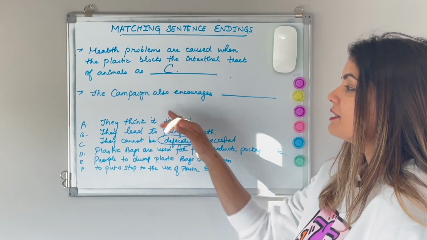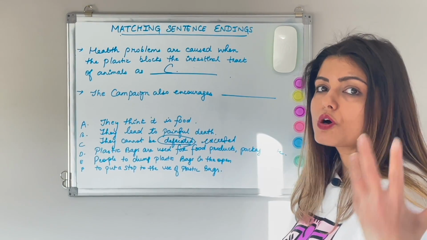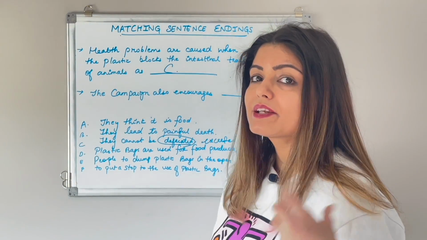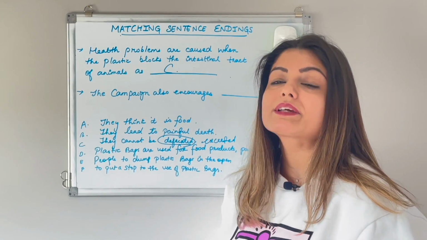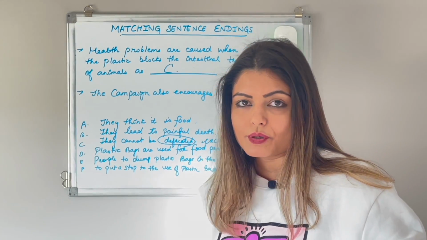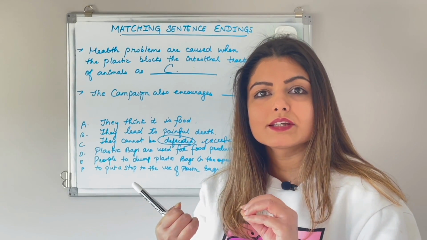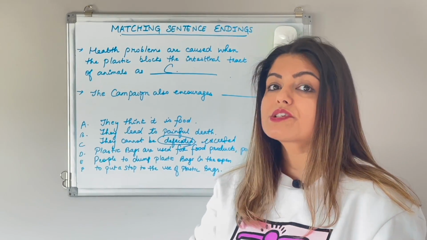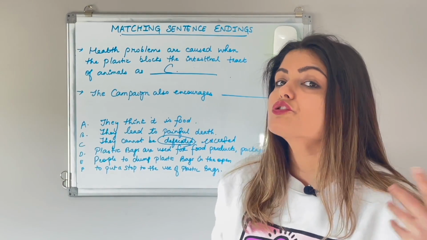Now let's look at the next question. The campaign also encourages. So they are talking about what the campaign is encouraging. Of course, they are trying to save and rescue animals, but the campaign also encourages. So we have to look for extra information: they are rescuing the animals, and they are going to provide the shelter in the future. That's the future aim, but they are also encouraging what?